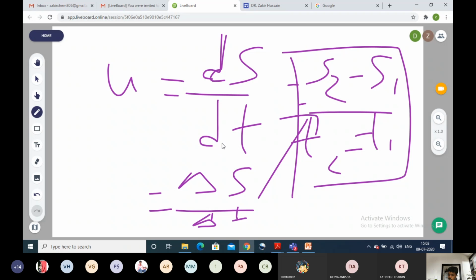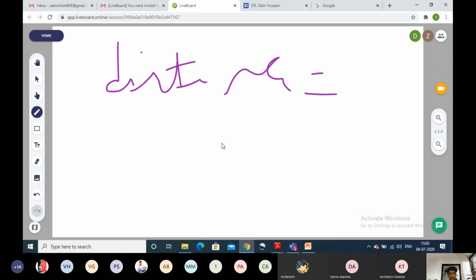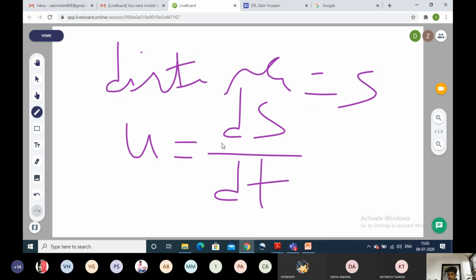Now distance is measured with s. Distance is equal to s, whereas velocity, or the speed at which the particular rocket has been traveling, is nothing but the change in distance with respect to change in time. So this may be considered as equation 1.